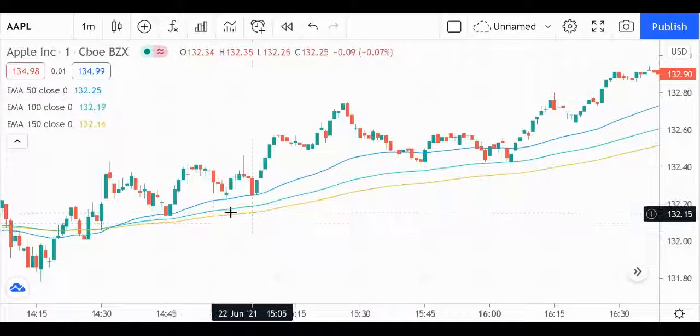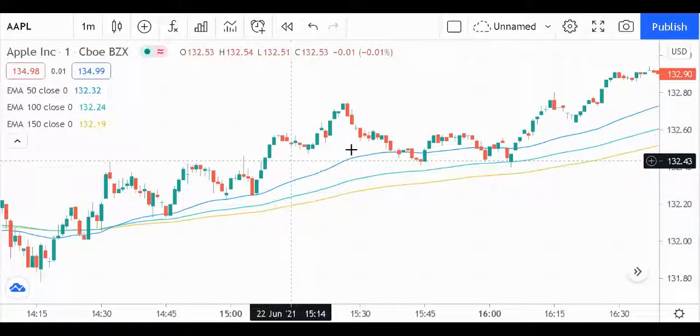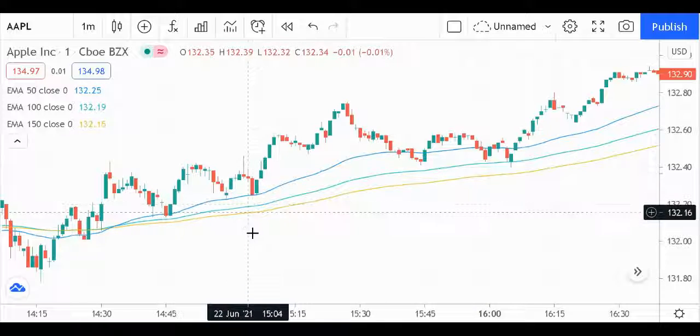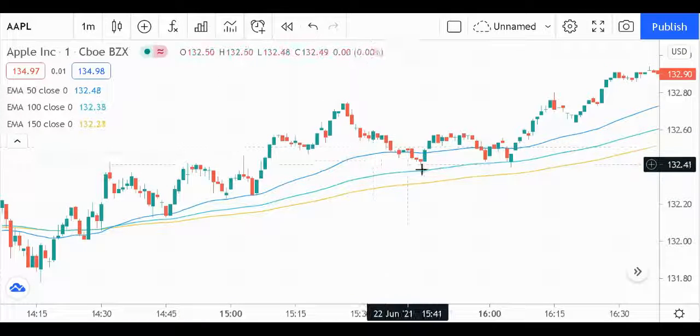All right, so this is tradingview.com, and I'm using Apple stock, the 1-minute candlestick chart, although this strategy can be used with different time frames than 1 minute. You can use bigger time frames than that, because the lines, these are moving averages, will adjust to the candle time frame, whatever it is.